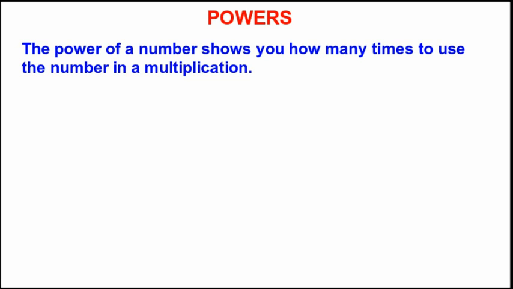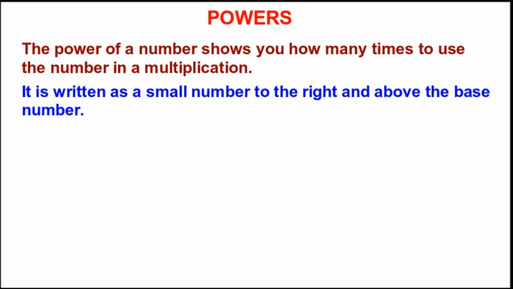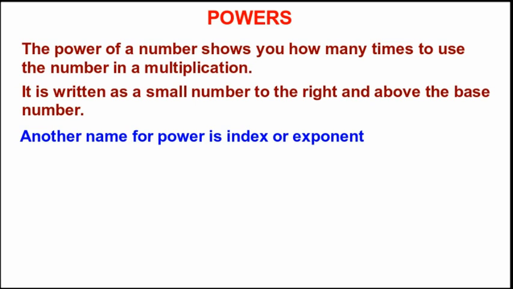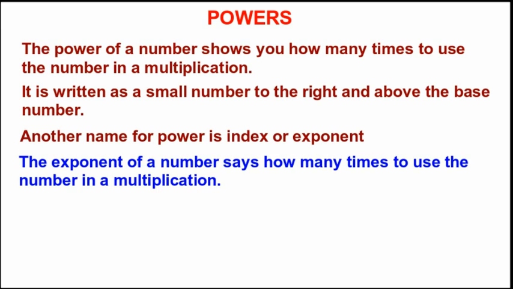Okay, so now we are going to learn something about powers. As you have there written, the power of a number shows you how many times to use the number in a multiplication. It is written as a small number to the right and above the base number. Another name for power is index or exponent. The exponent of a number says how many times to use the number in a multiplication.